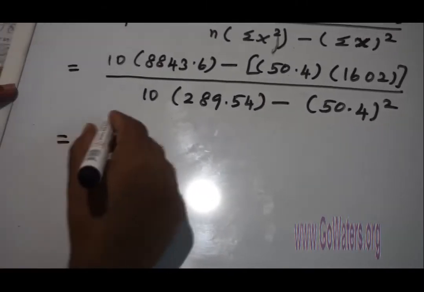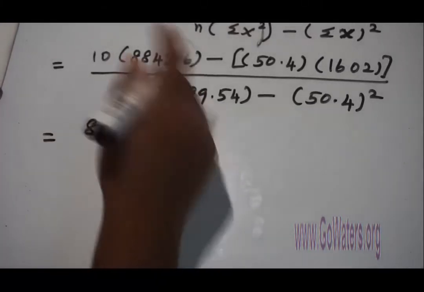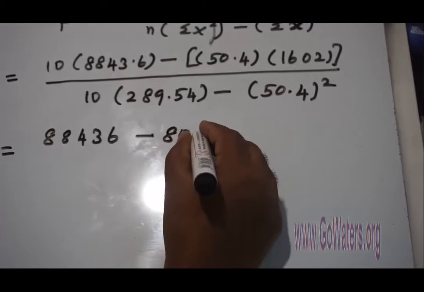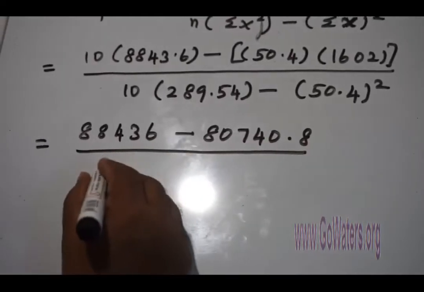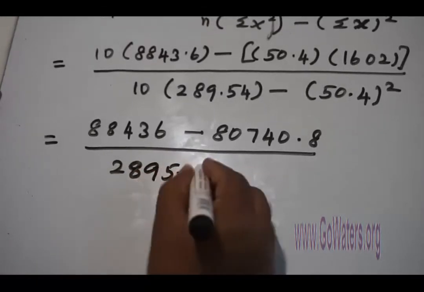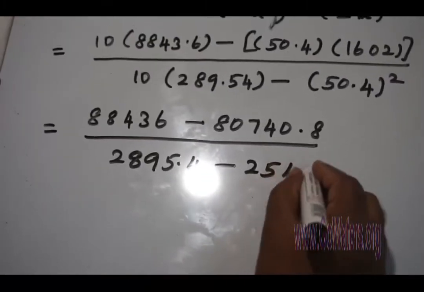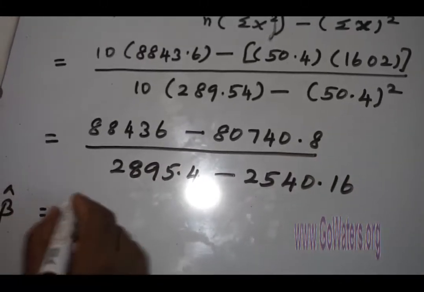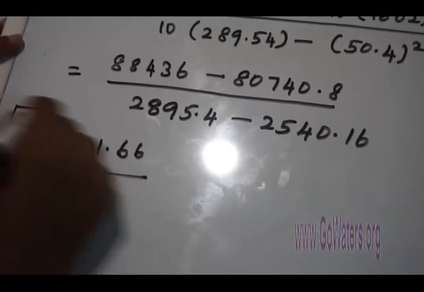So this is equal to 88,436 minus the multiplication of these two will give you 8740.8 over 2895.4 minus 2540.16. So beta hat equals 21.66, right? This is your beta 1 hat.